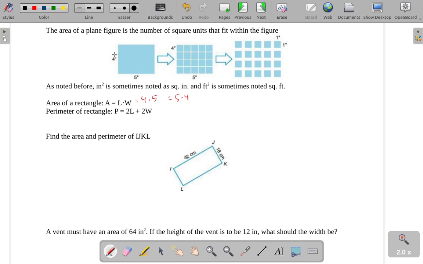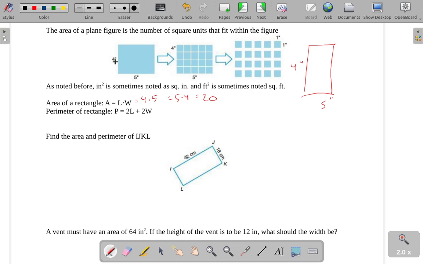I'm calling the length 4 and the width 5 the first time. The length is 5, the width is 4 the second time. It doesn't matter. This is just multiplication, so those two are equal to each other, and also that's just dependent on the orientation of this particular rectangle. It would have the same area. It would have the same amount of space on the inside of it if I oriented the rectangle like this. So the area of this rectangle would be 20.